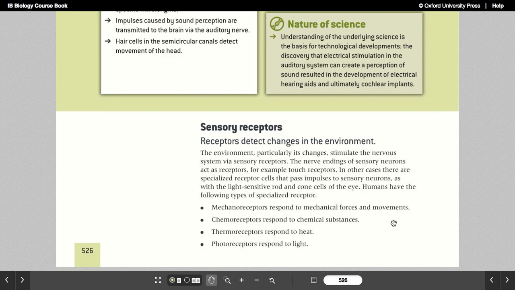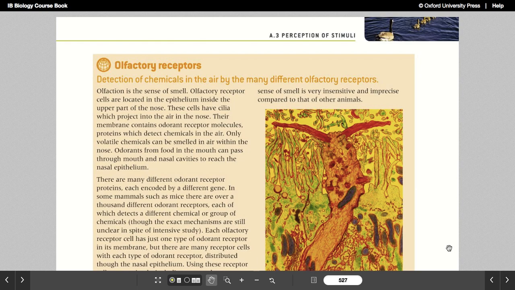You guys want to know these because they might ask you to name 2 types of receptors and what they are receiving as their stimulus. Okay, and then all of these receptors are going to be linked up with a sensory neuron. The other thing you guys want to know is a basic reflex loop.